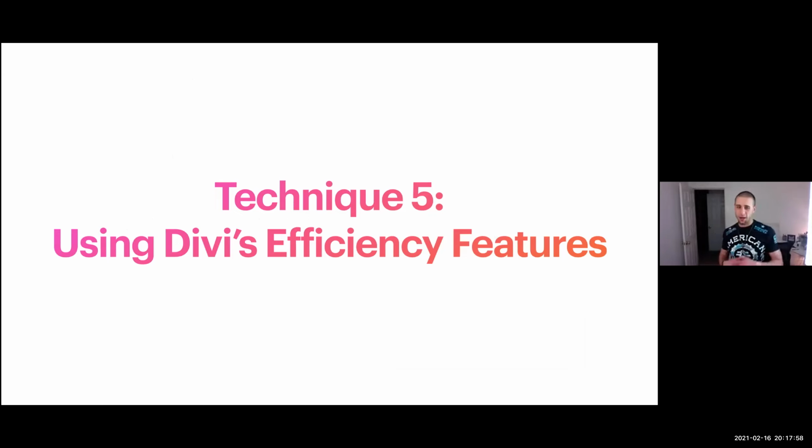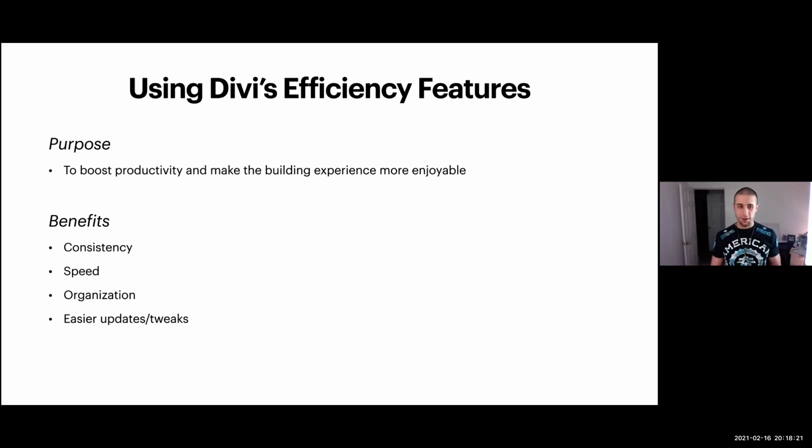All right, technique 5, Divi's efficiency features. This has kind of been their go-to for the last year of development. They just keep hitting on these efficiency features, which I love. At the same time, I wish they would go back and start expanding some of their modules. But they just added the global colors thing, which is huge. These efficiency features are going to make everything faster, consistent, enjoyable. They can also be a game changer with how you build with Divi, especially future updates and tweaks.